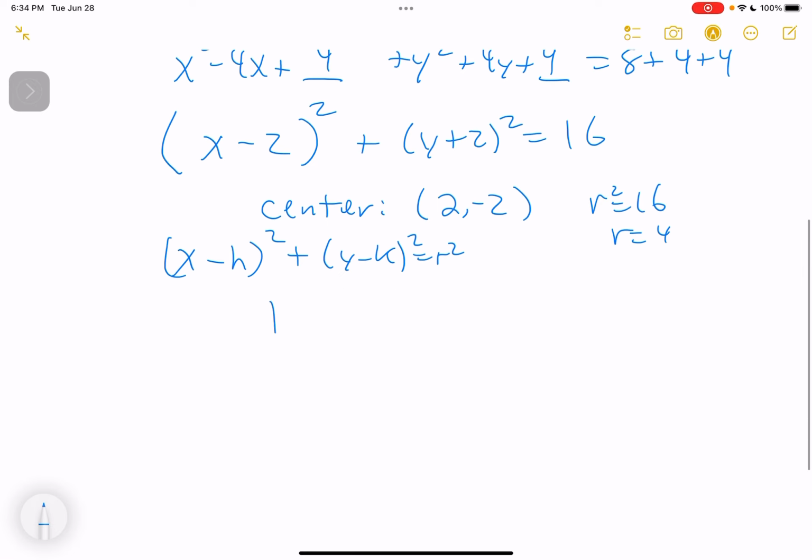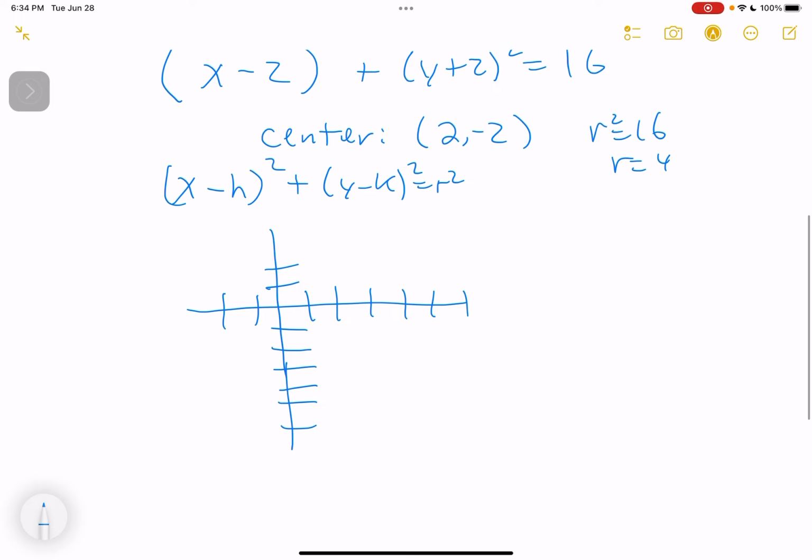So if we were to graph this, we have 1, 2, 3, 4, 5, 6. And this is not drawn to scale, but here we go. It's at 2, negative 2, so there's our center. Our radius is 4, so we're going to have 1, 2, 3, 4 out this way.